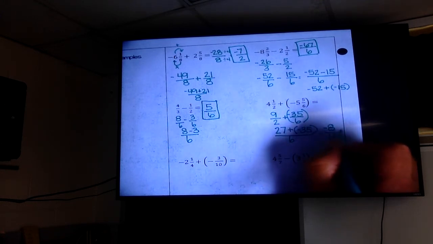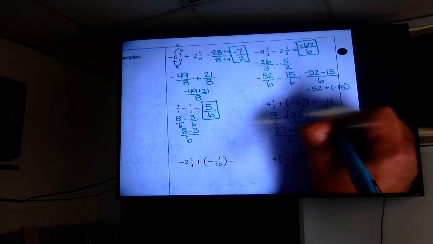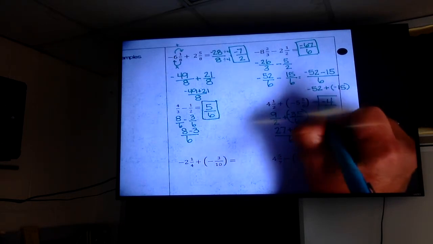Now, I know this can be simplified because they're both even numbers. So I need to divide both of them by 2. And I would end up with negative 4 thirds. Negative 4 thirds is my final answer.